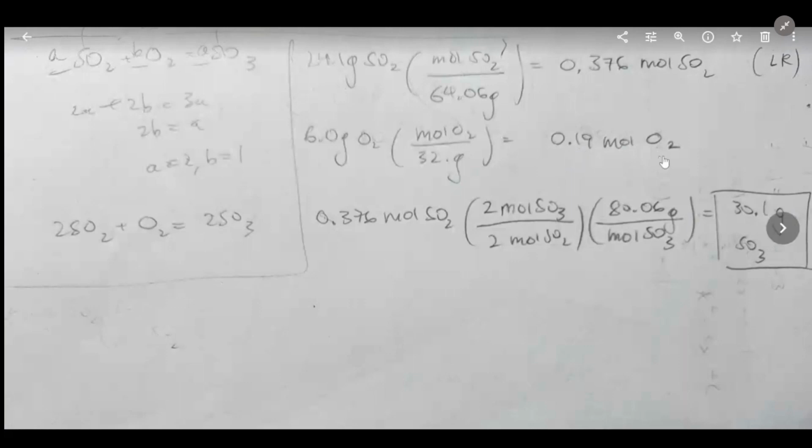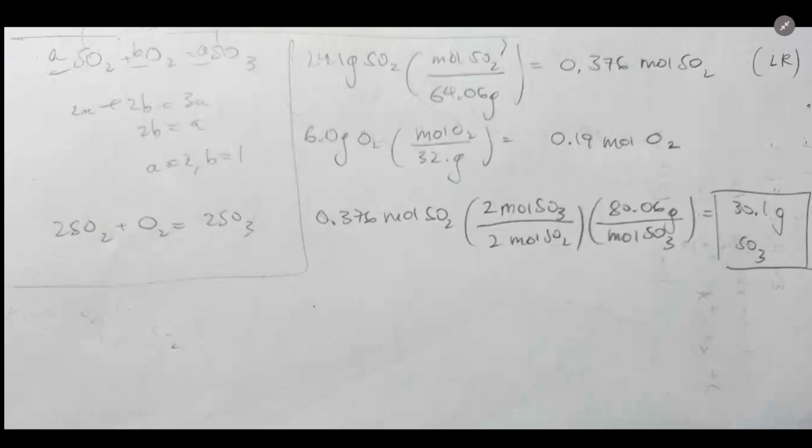Now, if we look at O2, 0.19 moles of O2, you would require 2 times as much of that in moles of SO2 to get SO3. So 0.19 times 2 would be around, let me do the math, 0.38. And that's going to be more than 0.376, and we don't have 0.38 moles of SO2. So 0.376 moles of SO2 is clearly your limiting reagent here.